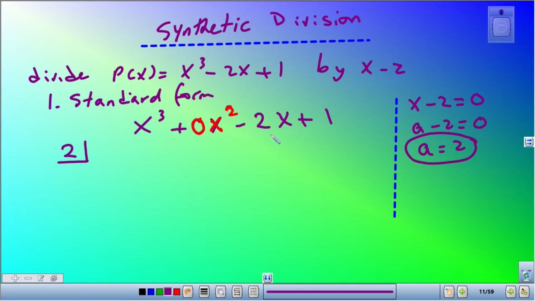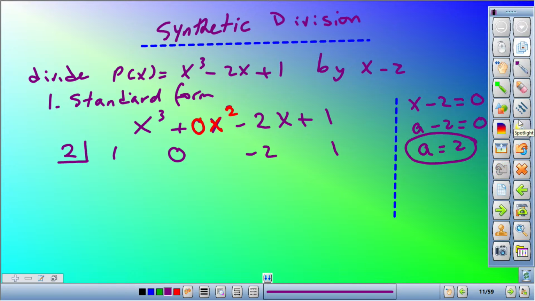How did you get the 2? Well, whatever your divisor is, you have to set that equal to 0. That's going to give you the a term, which is that number that you're using here. And basically now you just have to look only at the coefficients, not the variable. So I'm looking here at the 1, the 0, the -2, and the 1. And as we said, if you guys remember, you leave yourself room for a line.